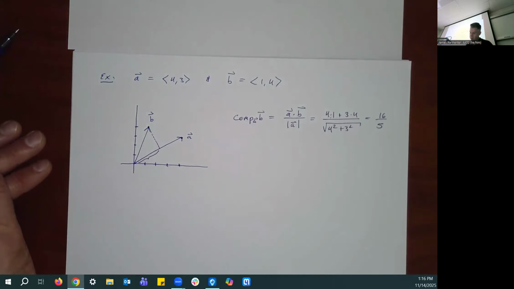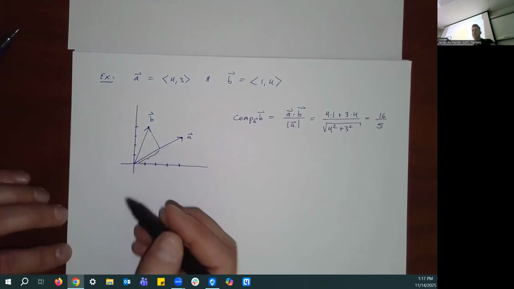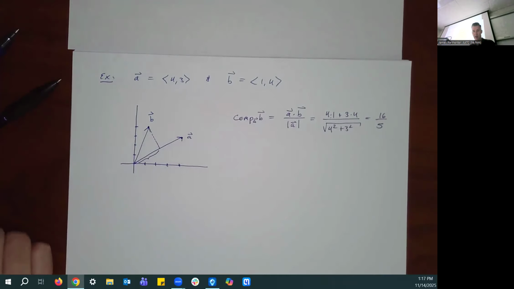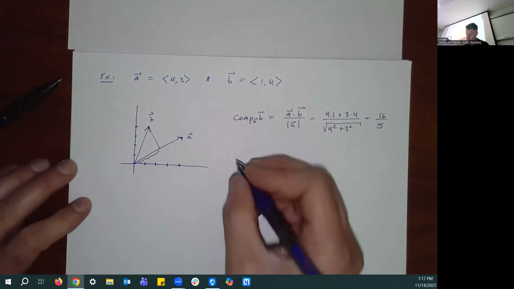Seems plausible. Seems like I might have not drawn it perfectly. Okay, that's fine. So that length is a little bit more than 3. Right? Yeah, more than 3. So then let's find the projection.